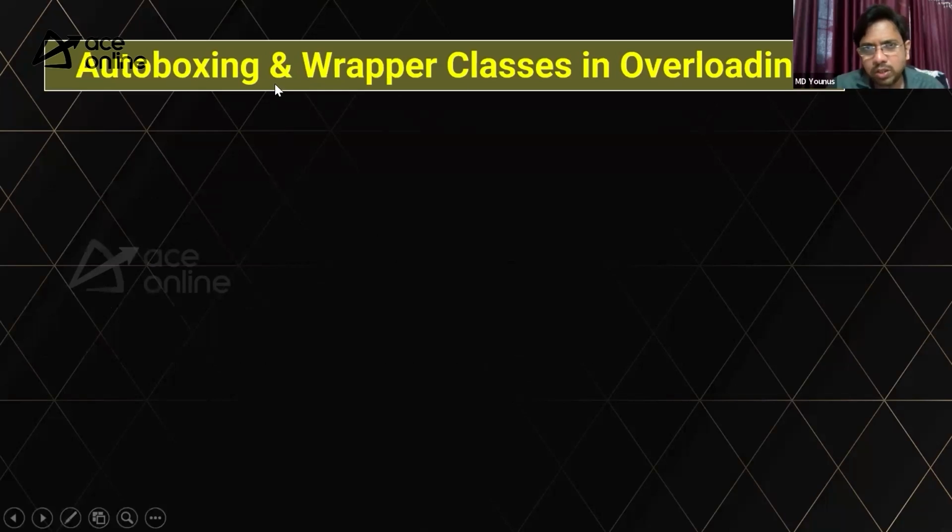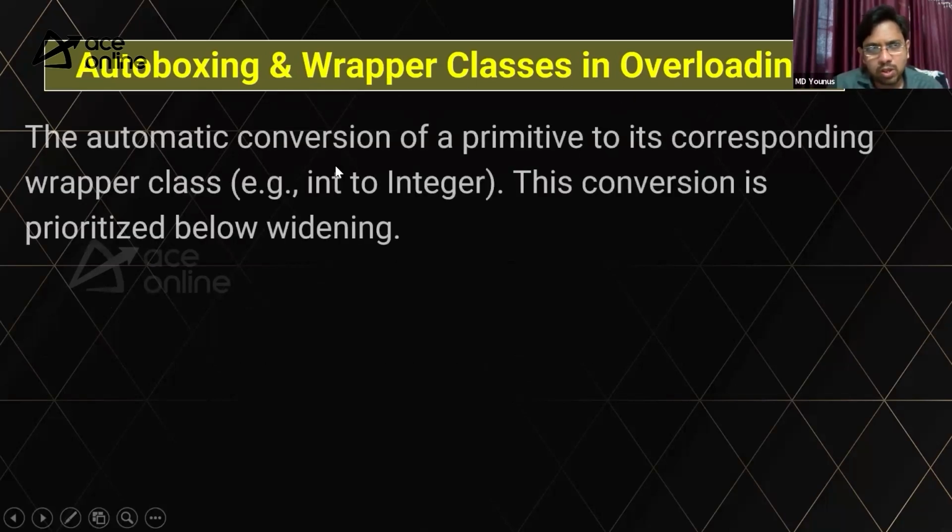So what is auto boxing and wrapper classes in overloading? Auto boxing is the conversion of a primitive to its corresponding wrapper class, that is int to Integer. This conversion is prioritized below widening. So first, what is auto boxing? Auto boxing is nothing but converting from the primitive type to the wrapper type. Last time I showed you that every primitive type has a wrapper class.